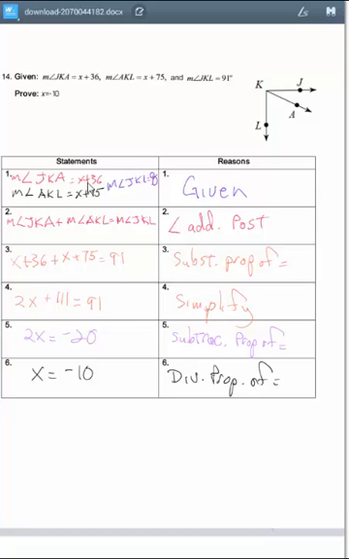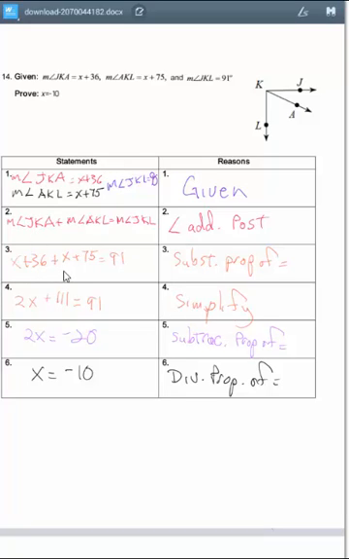So I'm going to write the given information, and then I'm going to set up an equation where I have the measure of angle JKA plus the measure of angle AKL equals the measure of angle JKL. And that is the angle addition postulate. I'm then going to substitute in what I know about angle JKA. So instead of writing the measure of angle JKA, I'm going to write x plus 36. Instead of writing the measure of angle AKL, I'm going to write x plus 75. And instead of writing the measure of angle JKL, I'm going to write 91. Since I'm replacing those values with something it's equal to, I'm going to use the substitution property of equality.